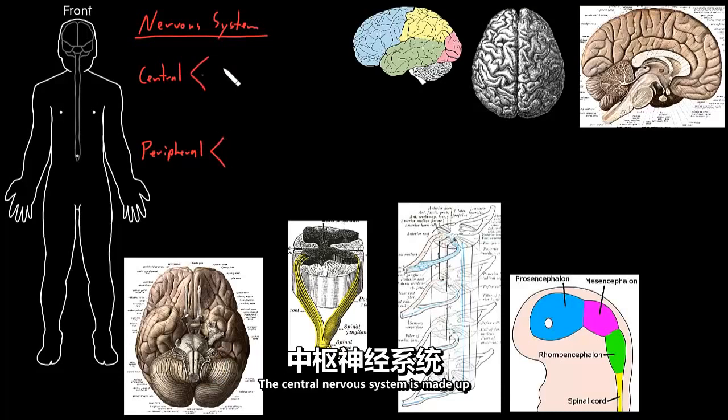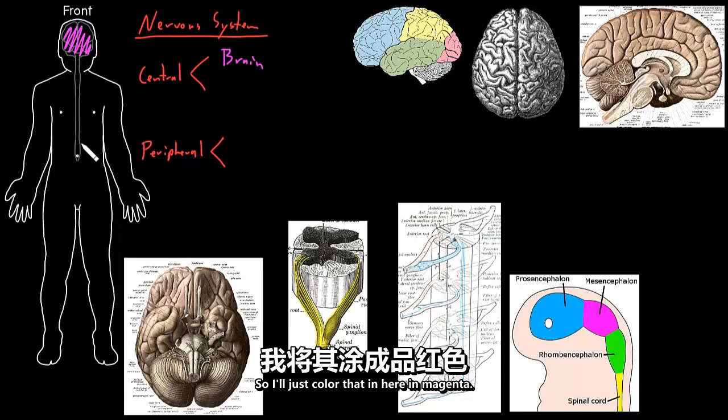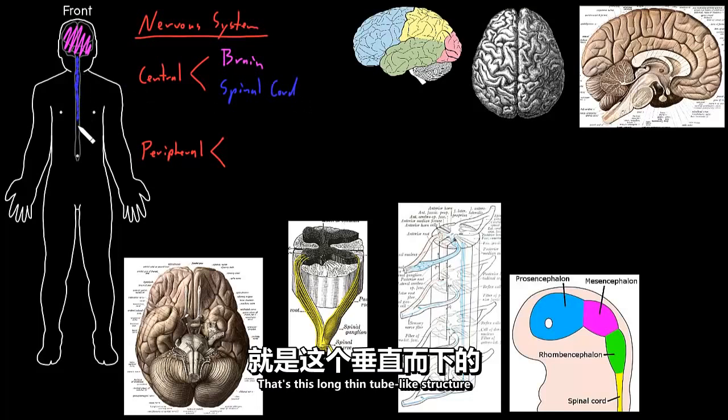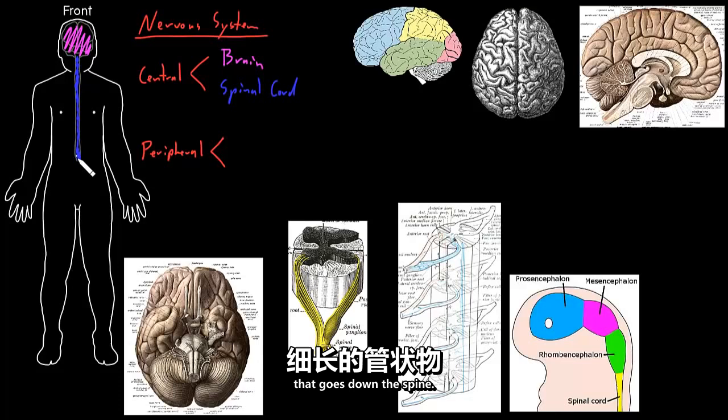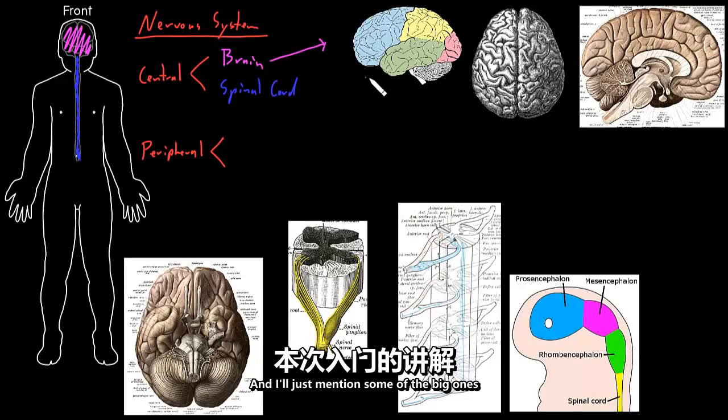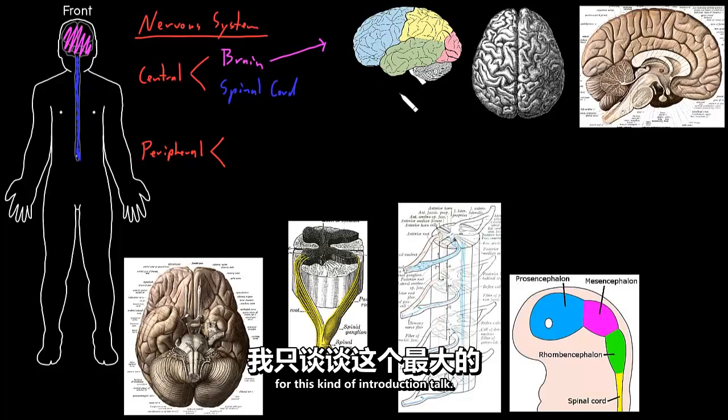The central nervous system is made up mostly of the brain, which is in the head, so I'll just color that in here in magenta, and the spinal cord, which is in the spine. So I'll just color that in blue. That's this long, thin, tube-like structure that goes down the spine. Now the brain is divided into a bunch of different parts, and I'll just mention some of the big ones for this kind of introduction talk.